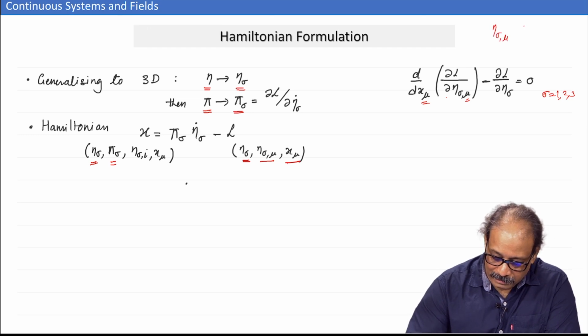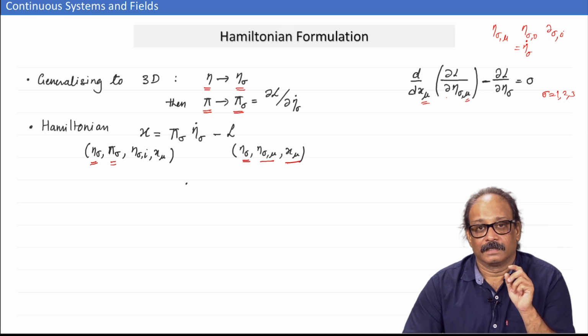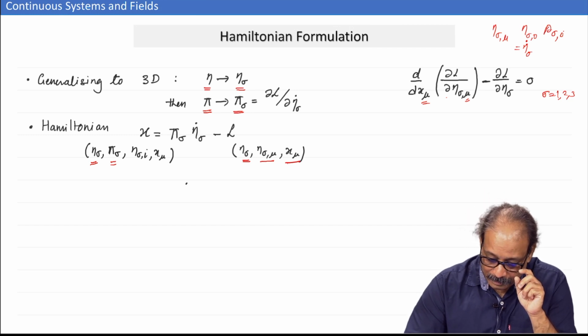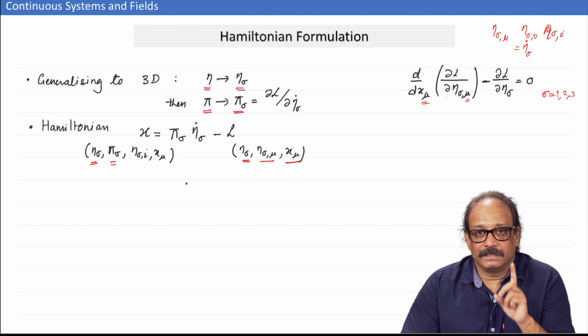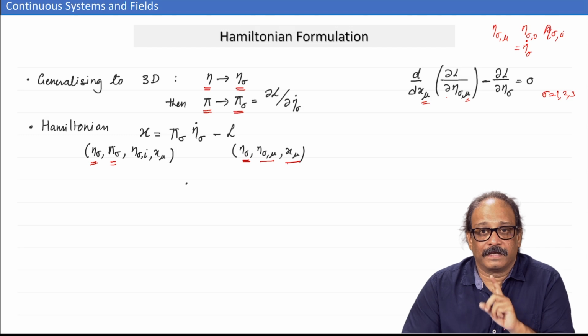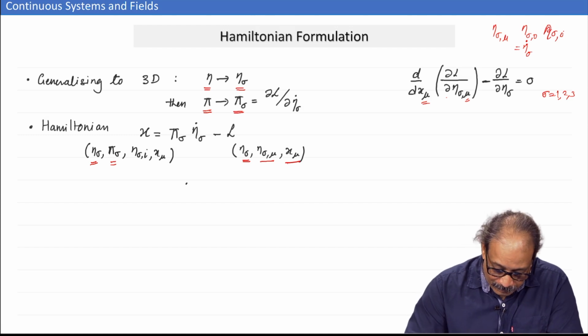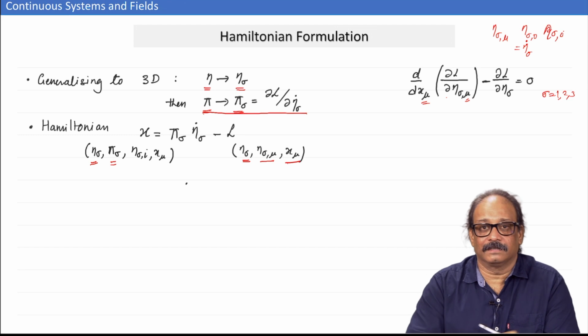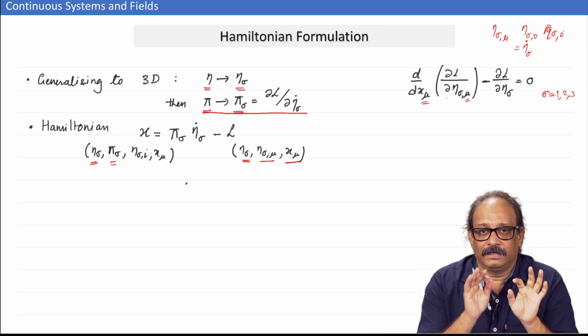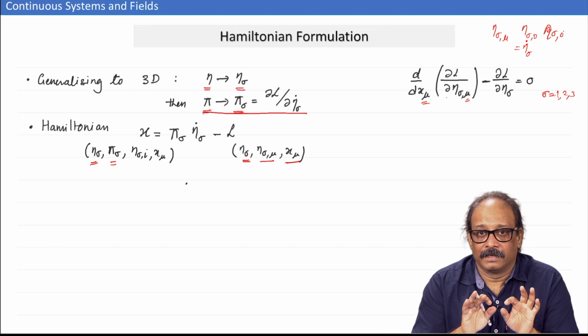and remember, I have all these eta sigma comma mu, which contains eta sigma comma 0, which is exactly equal to eta sigma dot, but I also have eta sigma comma I. These are partial derivatives of the field variable with respect to x, y and z. So, you see, the moment I made this definition for momentum density, I have already done some harm to the beauty of the Lagrangian formulation.